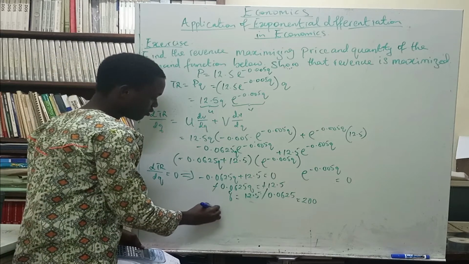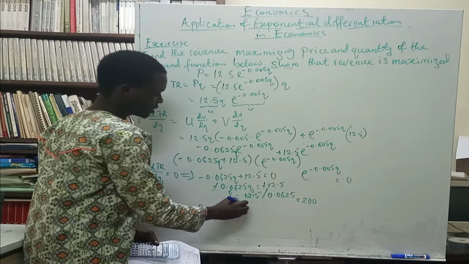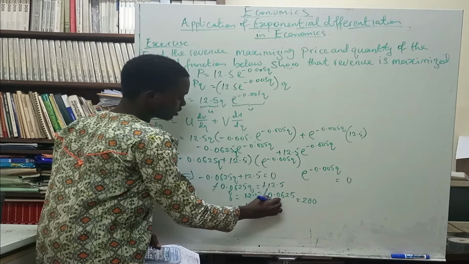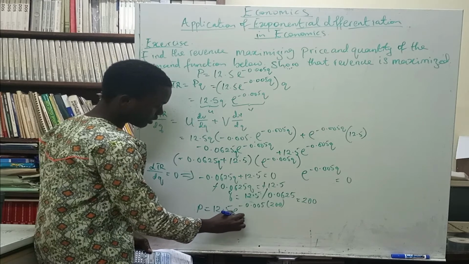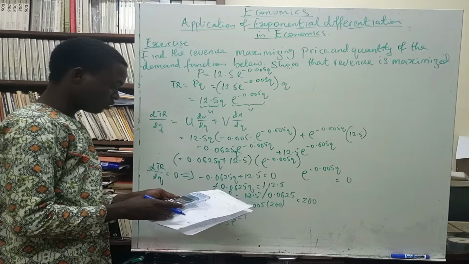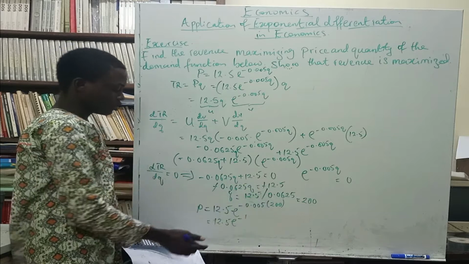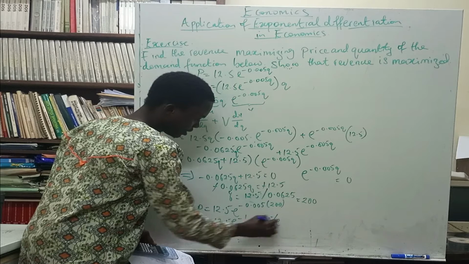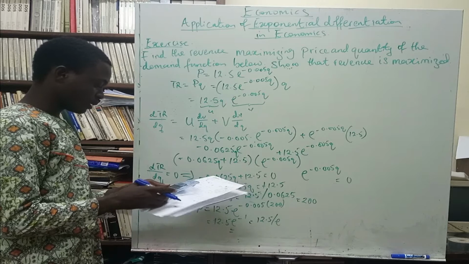So we have P equals 12.5 e raised to power minus 0.005 into bracket 200. So we'll be having equals 12.5 e raised to power minus 1. So you can try that out. 200 multiplied by 0.005, since it's a minus, we're having the minus 1. And this essentially means 12.5 divided by e.